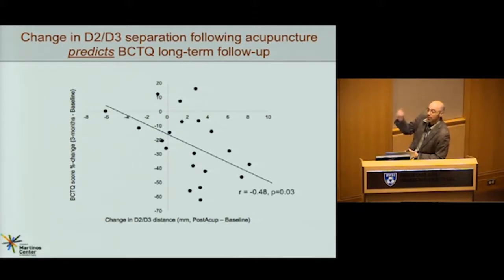So it's good to remap your brain. If you remap your brain, you have more longevity of the effect of the acupuncture. It persists for a longer period of time, which is interesting, and it shows the clinical relevance of this brain mapping outcome that we identified here.